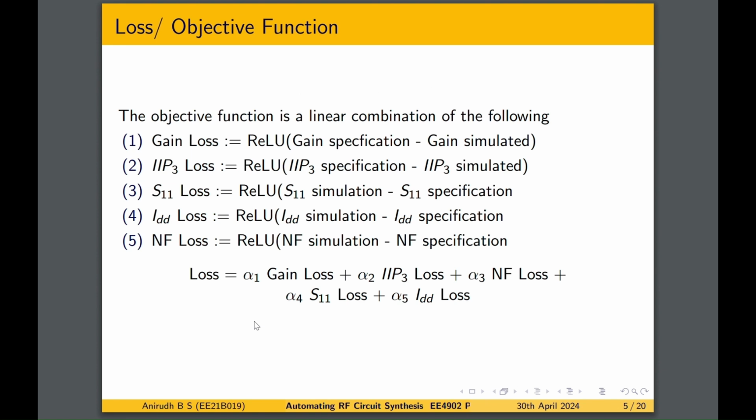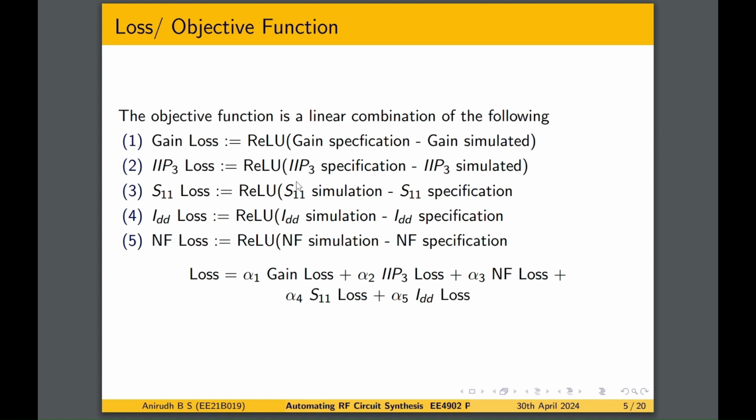And I'll describe the loss now. So the gain loss is defined as ReLU of gain specification minus gain simulated. For example, if the gain simulated is higher than the gain specification, this argument goes less than 0 and the gain loss is 0. Why does this make sense? This makes sense because if your gain simulated is higher than the gain spec, you have already met the gain spec, so you should not be contributing any gain loss to the final loss term.